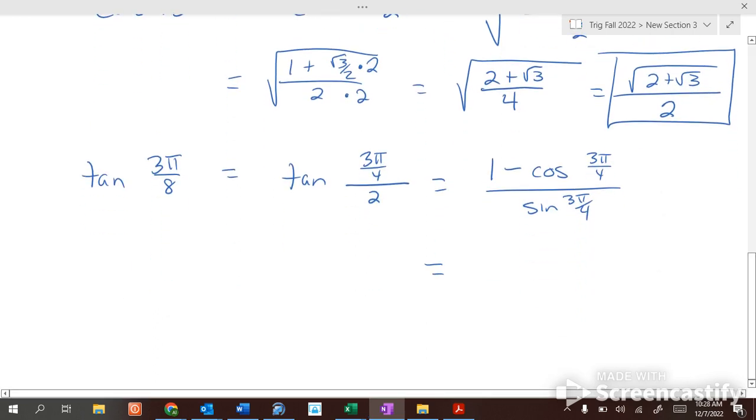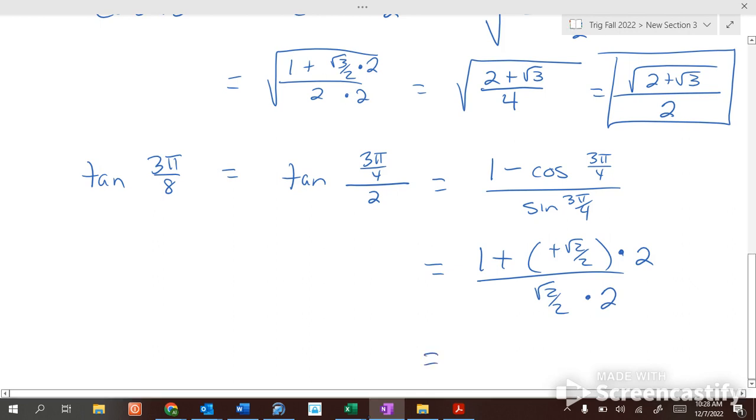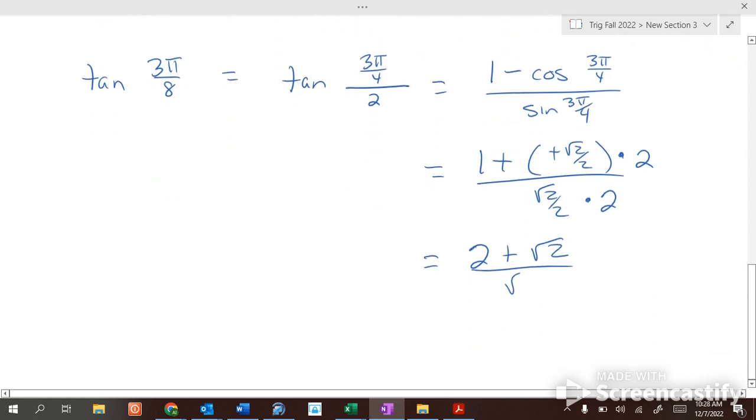What's cosine of 3 pi over 4? Negative square root of 2 over 2. What's the sine of 3 pi over 4? Square root of 2 over 2. Minus a negative is? Plus positive. Do we have a complex fraction there? Yeah. So how do we get rid of the complex fraction? We're going to multiply them by 2. Can't cancel because there's addition there. So we're going to distribute, and we get 2 plus the square root of 2 all over the square root of 2.